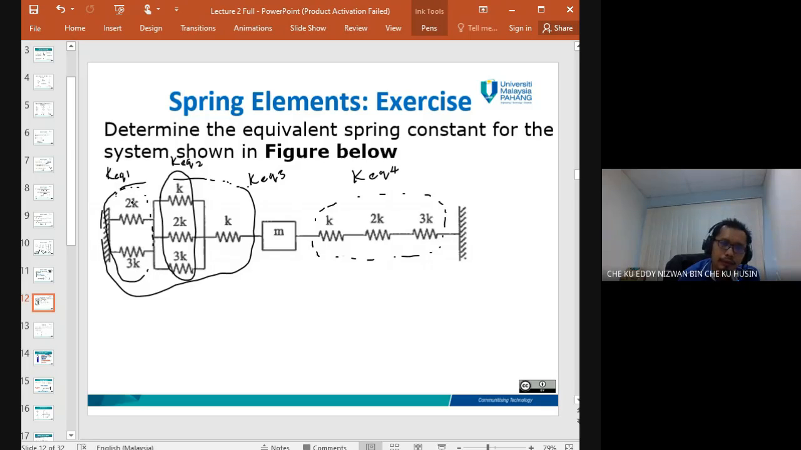So we know that this one has 2K and 3K stiffness. First you have to look at the nodes, which is the position at the end of the spring. This end of the spring and this end of the spring share the same node, meaning that it's parallel. For parallel you can just sum all the stiffness. So K equivalent 1 here is equal to 2K plus 3K, so equal to 5K.